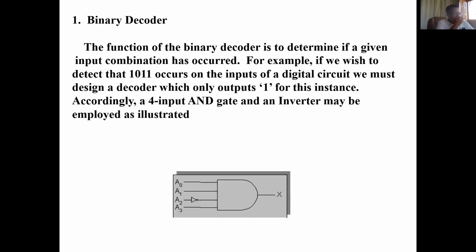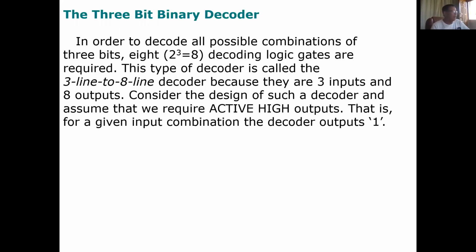Okay, for example, it makes use of this. For example, if you want to decode the value 1011, you can use an AND gate with the third bit being inverted. So this is 1011. A zero means an inverter, and a one means just a plain connection. Okay, do you follow? So we have here a 3-bit binary decoder. It converts a 3-bit input into decimal, like here.